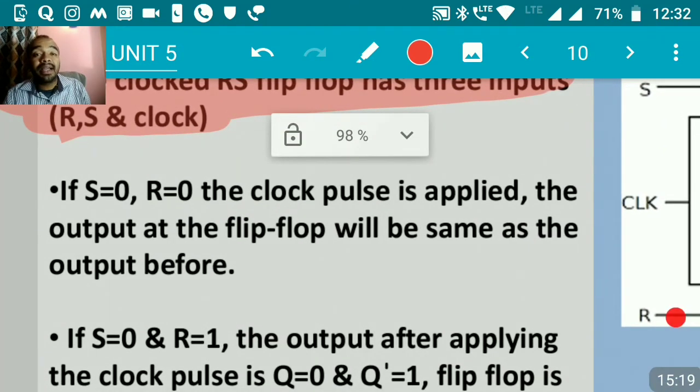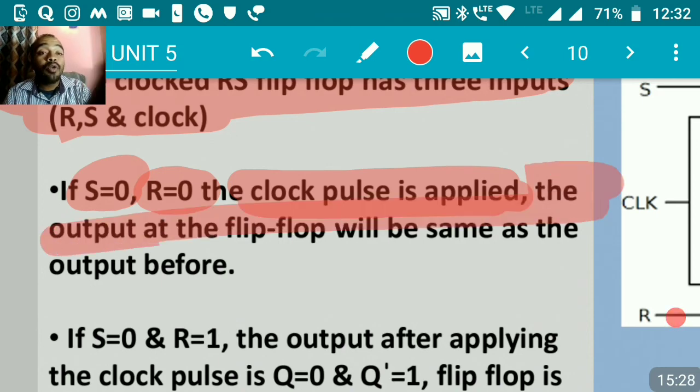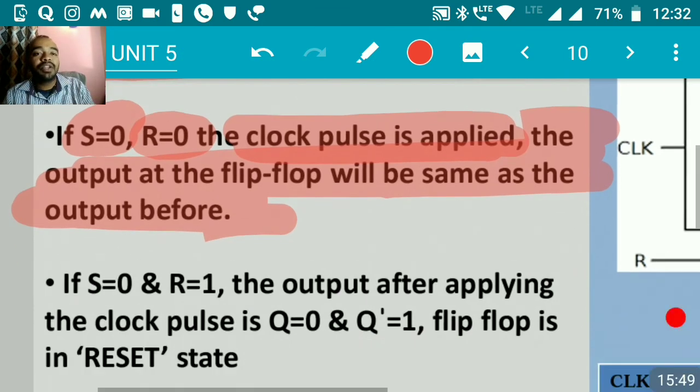In the next point, if S is equal to 0, R is equal to 0, after applying the clock pulse, the output of the flip-flop will be the same as the output before. That is why this state is called the no change state. The flip-flop is going to get into the no change state when you apply S is equal to 0 and R is equal to 0. After applying the clock pulse, the flip-flop moves into the no change state.